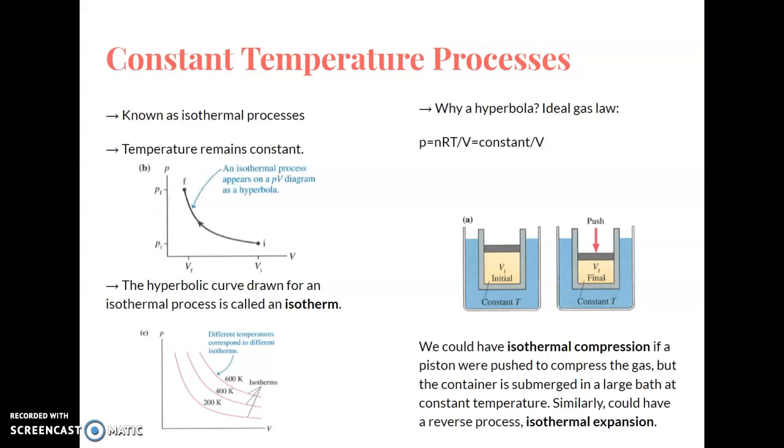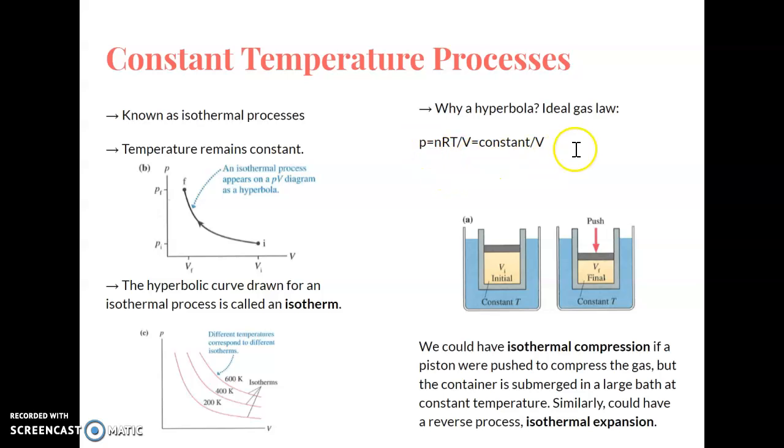This is known as isothermal. If we're looking at a PV diagram, these are always going to be hyperbolic curves. Why are they hyperbolas? We see that from the ideal gas law. We have P equal to nRT divided by volume. Since we're dealing with constant temperature, n, R, and T are all constant, so P is equal to some constant divided by volume. So P is equal to some constant over V.